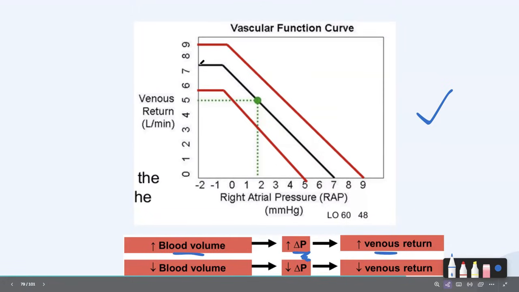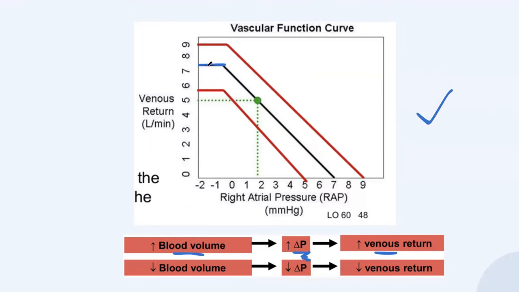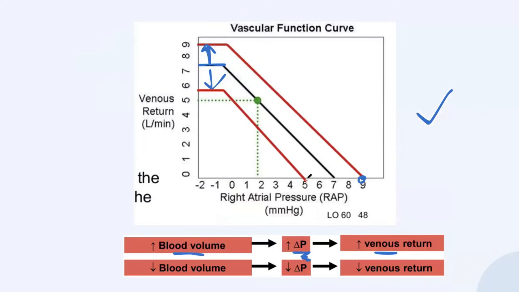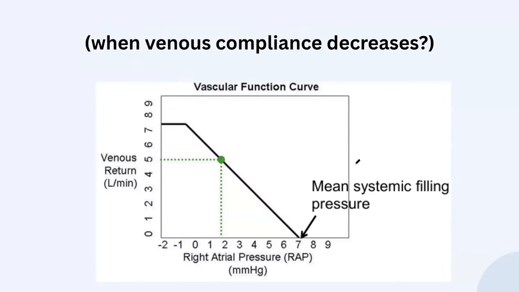So you can see here that this is the normal function curve, and if you have increased blood volume, the graph displaces upwards. If you have decreased blood volume, the graph displaces downwards. And notice that the mean systemic filling pressure also changes. Okay, so just know these two things.